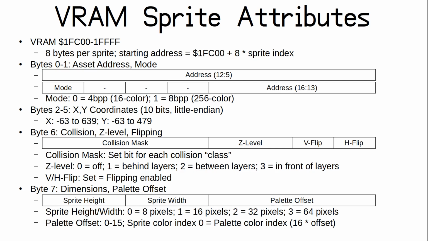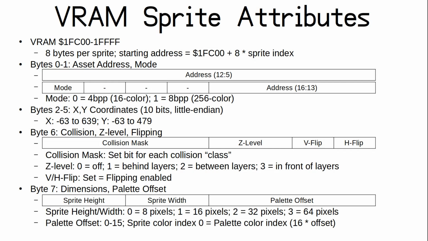After the coordinates is a byte containing the collision mask, z-depth, and flipping indicators for the sprite. Each sprite can have any of the 4 collision mask bits set in the upper nibble, and intersecting with any other sprites with the same bits will trigger a collision interrupt. Bits 3 and 2 hold the z level, with a value of 0 effectively disabling the sprite. A value of 1, 2, or 3 will place the sprite in the priority order we saw earlier.